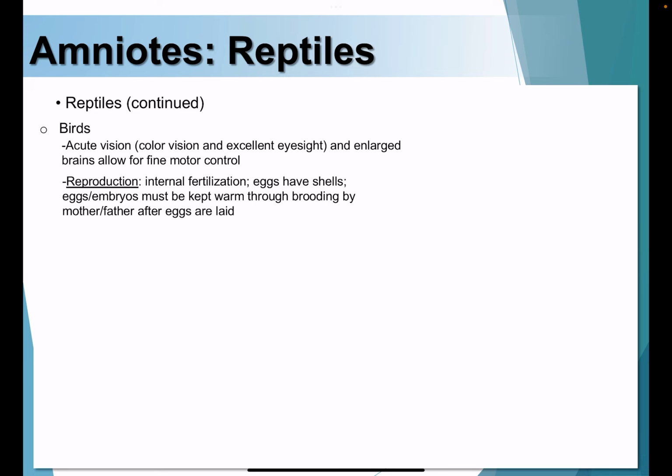All right, and the continuation with the birds is that they have very acute vision. They have to because they're high up in the air. So they have to have color vision as well and very excellent eyesight to be able to see prey from that high above ground. Which means with all this extra stuff they're able to do, there's going to be an enlarged brain that allows for very fine motor control of using their claws a certain way, for example, to capture the prey.